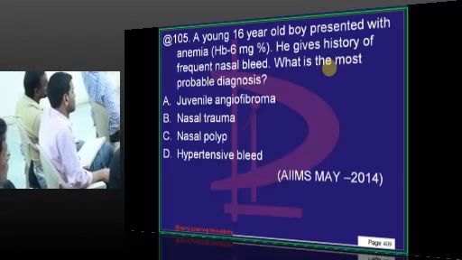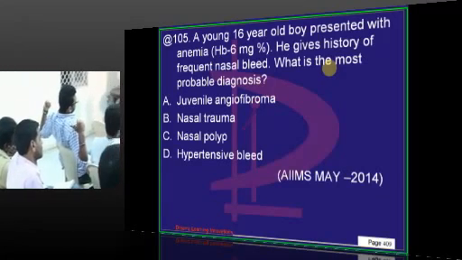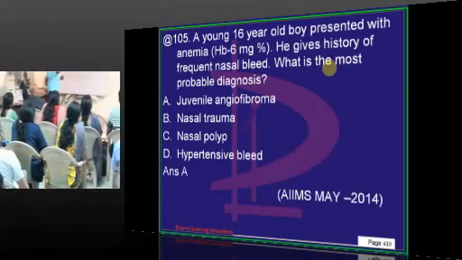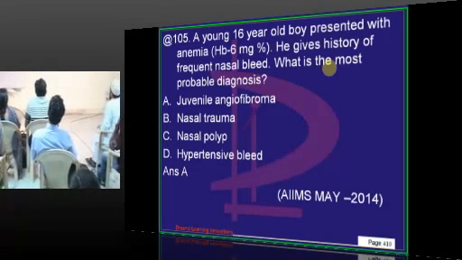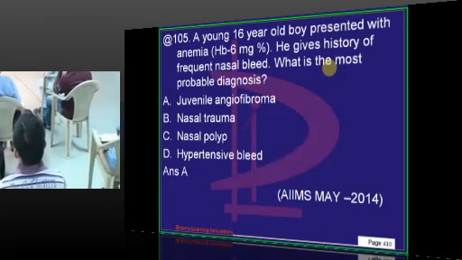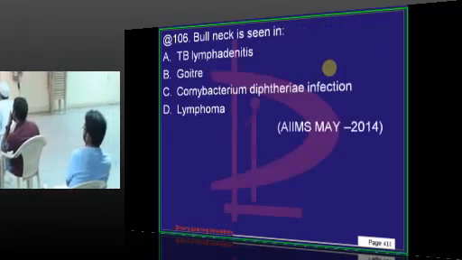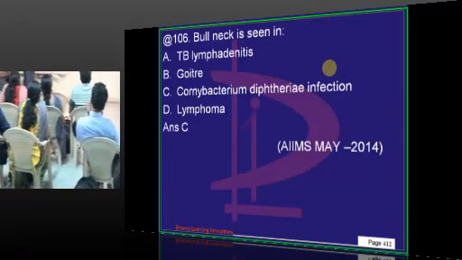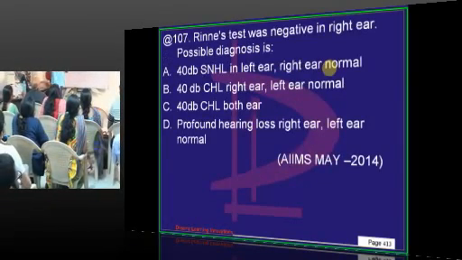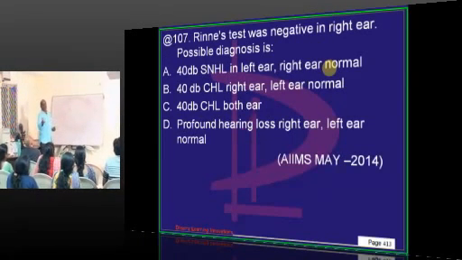A young 16-year-old has anemia. Frequent nasal bleeding is there. What is the most possible diagnosis? Male, young, pubertal boy, juvenile angiofibroma. Bull's neck, Corynebacterium diphtheriae. Rinne was negative in right ear.